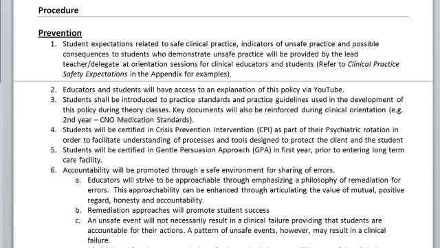Prevention of unsafe events is the primary goal of the policy. This section outlines a number of measures being put into place at Cambrian, including clarity of expectations, integration of key CNO practice standards into education, ongoing training for students, and encouragement of accountability in a safe environment.